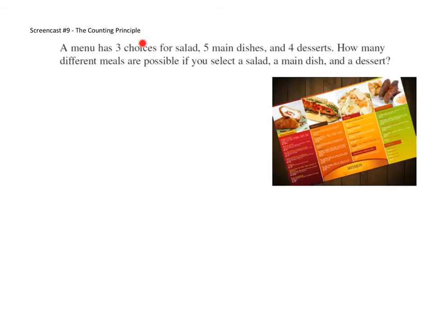A menu has 3 choices for salad, 5 main dishes, 4 desserts. How many different meals are possible if you select a salad, a main dish, and a dessert? In other words, how many different combinations can you have? Well, we saw that the counting principle states that if you have a certain number of choices for your first item, and a second number of choices for your second item, and a third number of choices for your third item, and a fourth number of choices, and so on, all you need to do is multiply the number of choices for each to know the total number of possibilities.